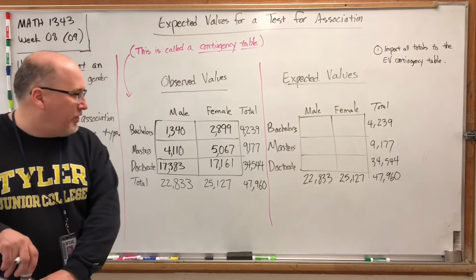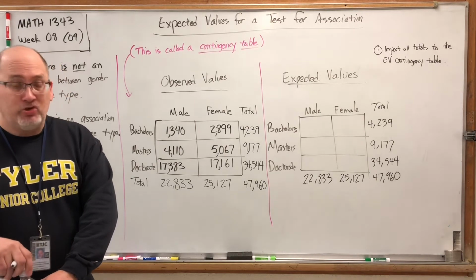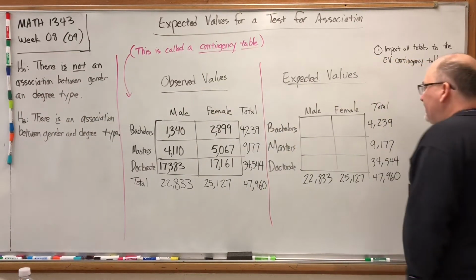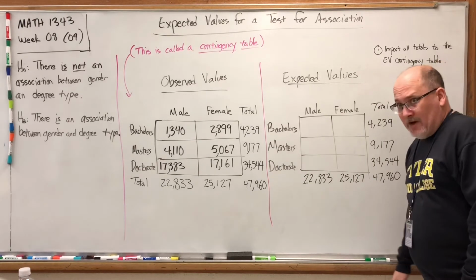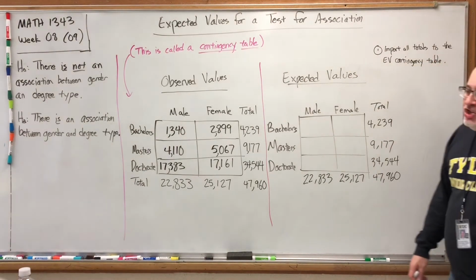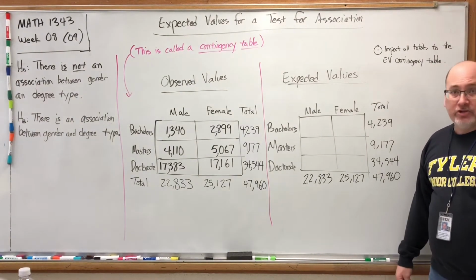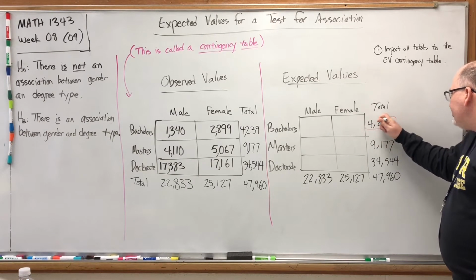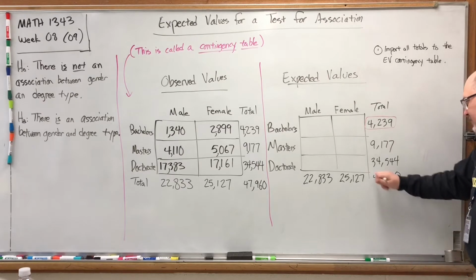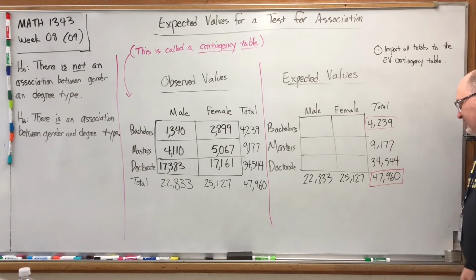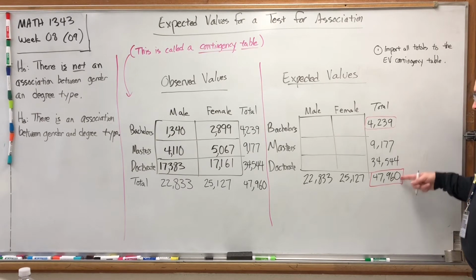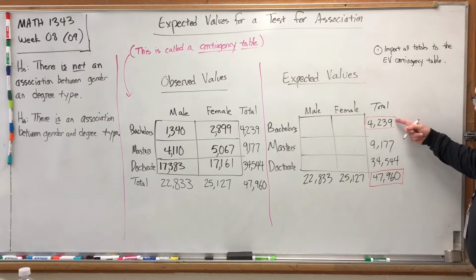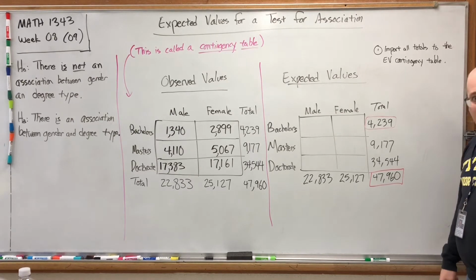Let's start with the number of males who received a bachelor's degree. The premise behind the expected values, and specifically the null hypothesis, is that the proportion should be the same regardless of whether or not you look at gender. So for example, notice that we have 4,239 bachelor degrees out of the total of 47,960 degrees conferred, whether bachelor's, master's, or doctorate. So we can calculate a proportion out of this by simply making a fraction. This divided by this would tell us what percent of the degrees were bachelor's degrees.